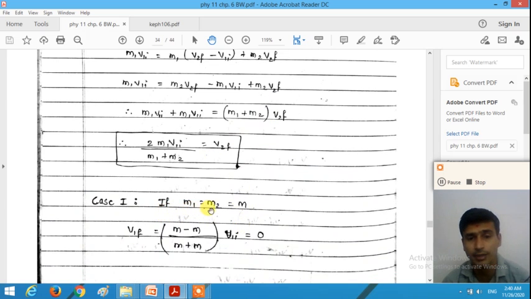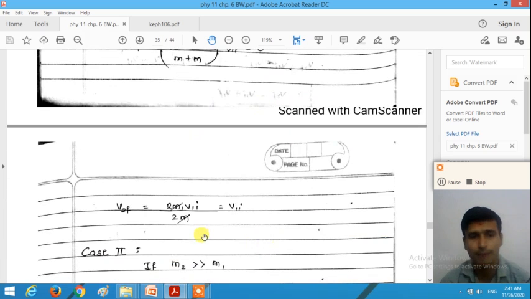If m1 is equal to m2 is equal to m, v1f is equal to (m minus m) divided by (m plus m), we get 0, right? So if both objects have the same mass, the final velocity of the first object becomes 0, and the final velocity of the second object is equal to the initial velocity of the first object, v1i, right?